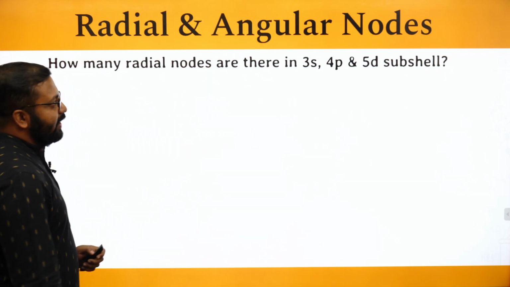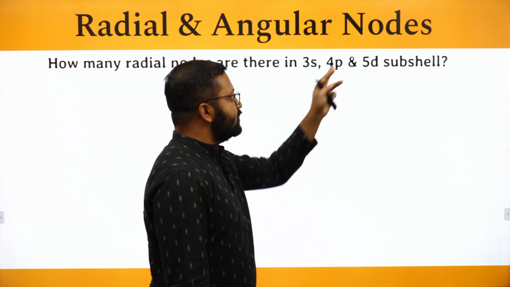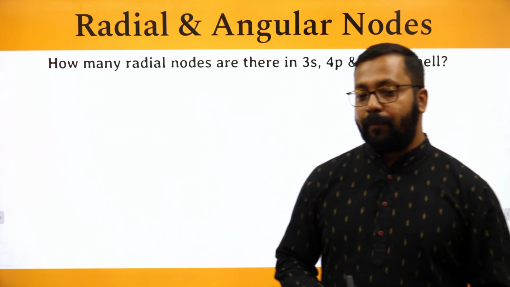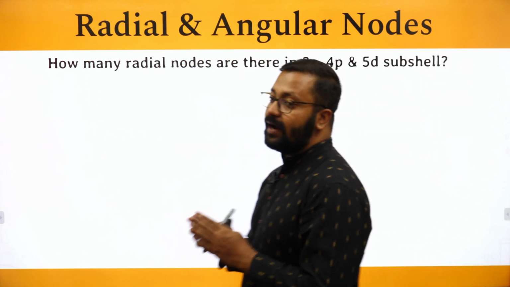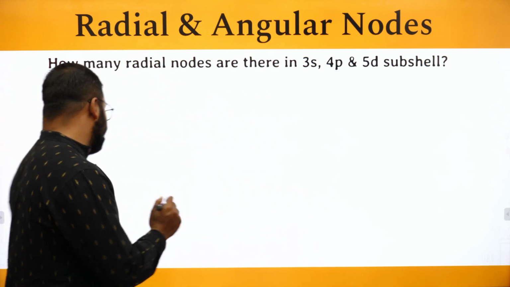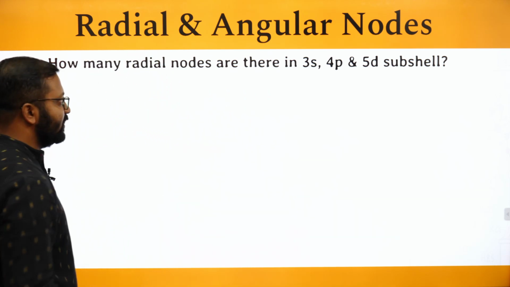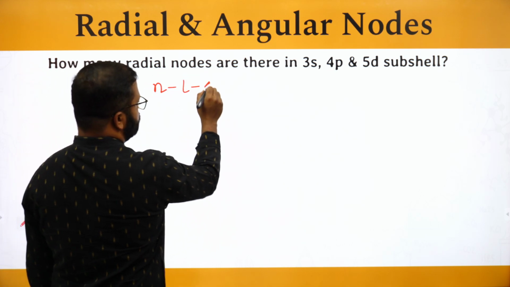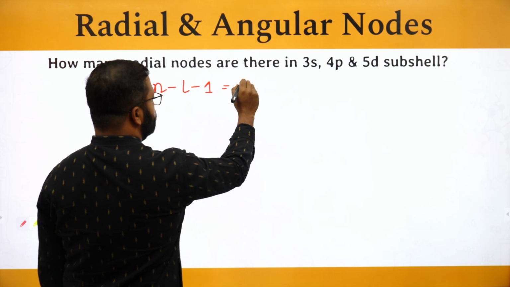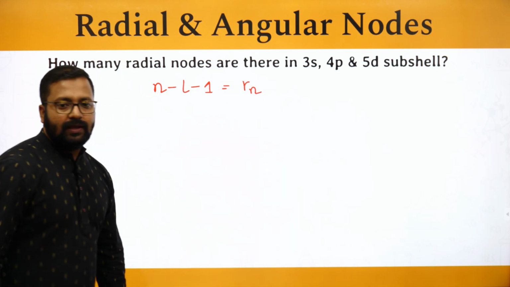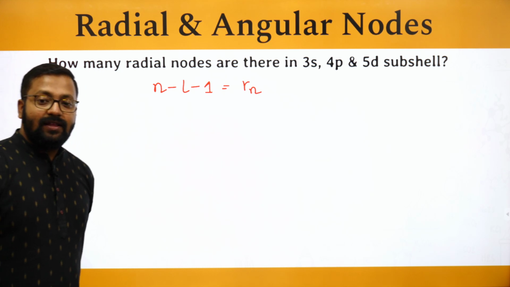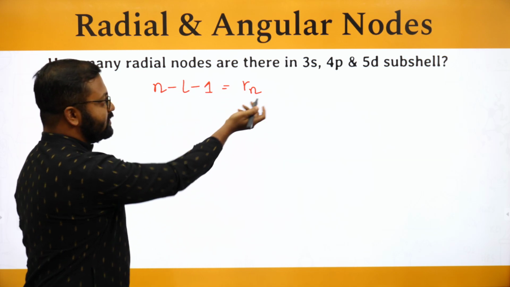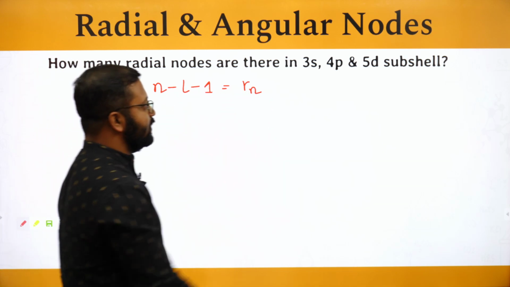How many radial nodes are there in 3s, 4p and 5d? How do we identify that? The method is very simple. N minus L minus 1 is equal to the number of radial nodes. That is what you have been taught to use. So let's try to work it out for N minus L minus 1 for this.